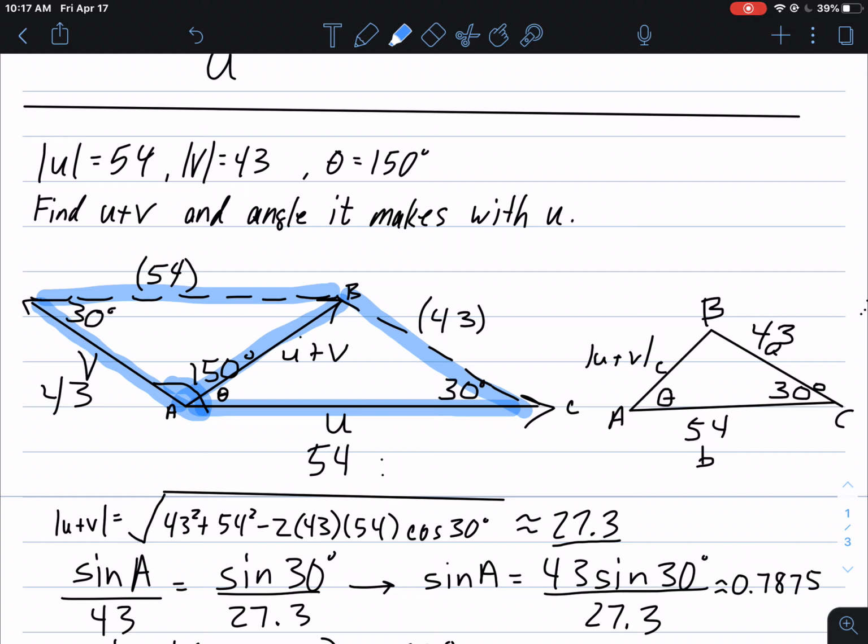Now we know the opposite sides of the parallelogram are equivalent, right? So if vector u is 54, then this side of the parallelogram also has a length of 54. If vector v is 43, then this side of the parallelogram also has a length of 43. There's something else that we know.